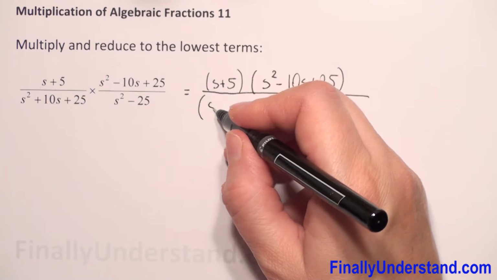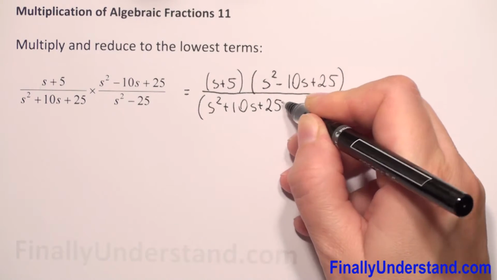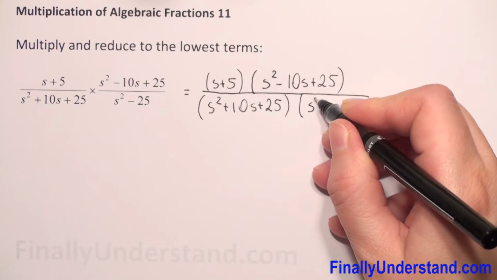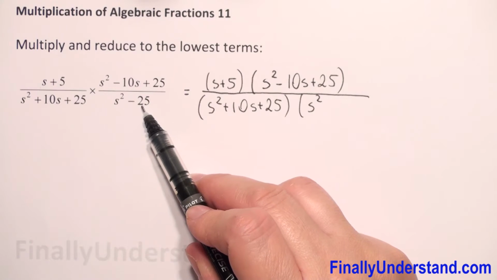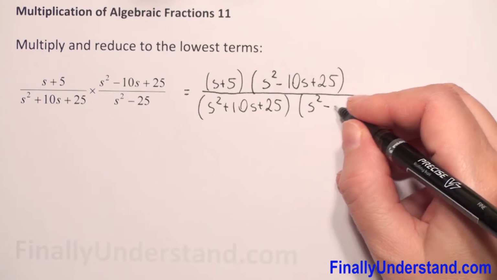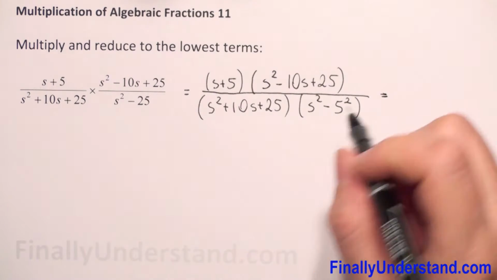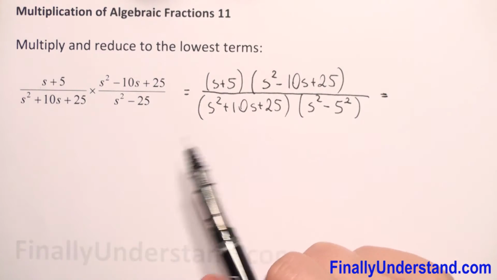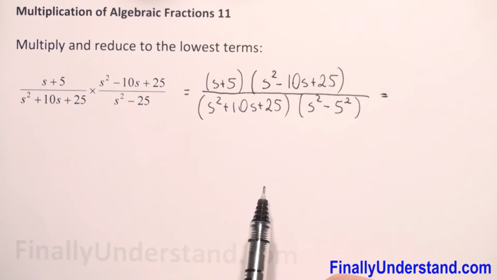over s squared plus 10s plus 25 times s squared minus 25, so we can rewrite that 25 is 5 to the second power. Next, because we have to reduce to the lowest terms, we have to multiply and reduce to the lowest terms, and we know that we can reduce only when we have multiplication.